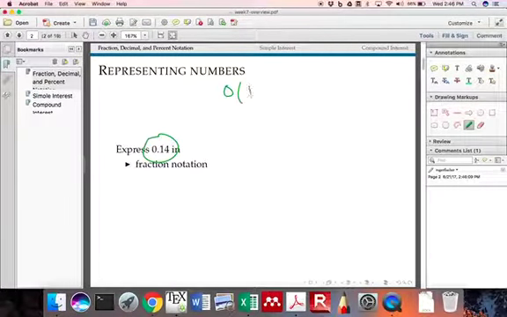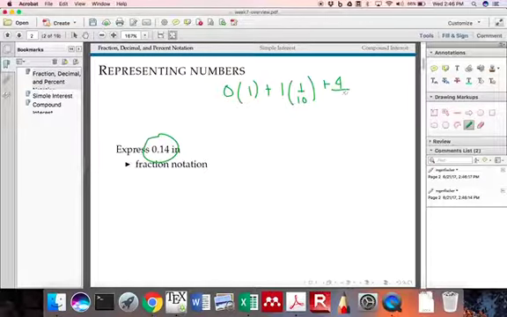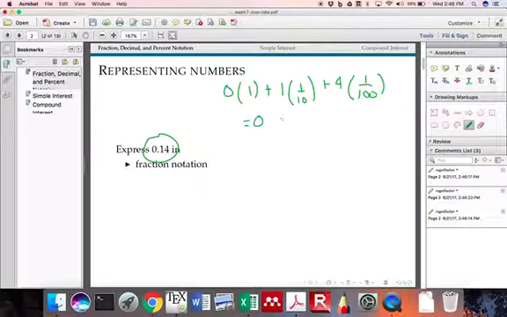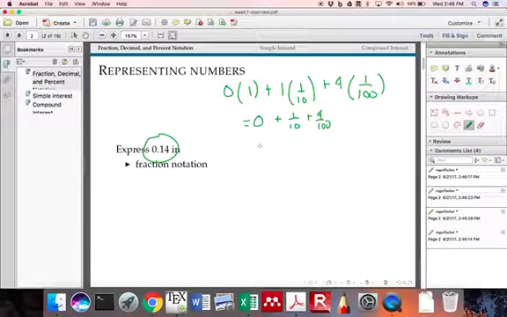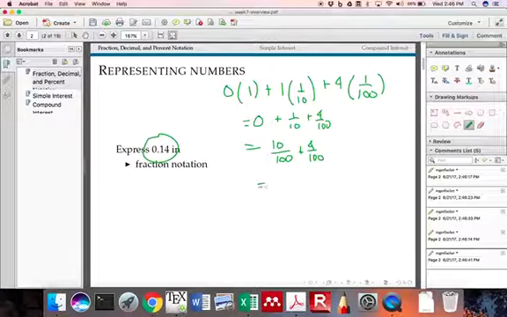This is 0 groups of 1 plus 1 group of 1/10. Remember, that's the tenths place, plus 4 groups of 1/100th. So this is 0 plus 1/10 plus 4 1/100ths. And since 1/10 is 10 1/100ths, multiply the numerator and denominator by 10, and multiplying by 10 over 10 is 1. This is 14 1/100ths. 1/10 and 4/100ths is 10/100ths, and 4/100ths, 14/100ths.